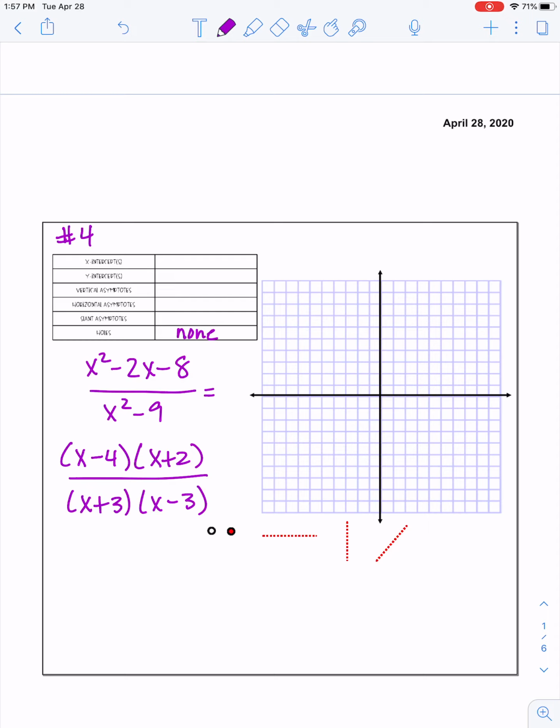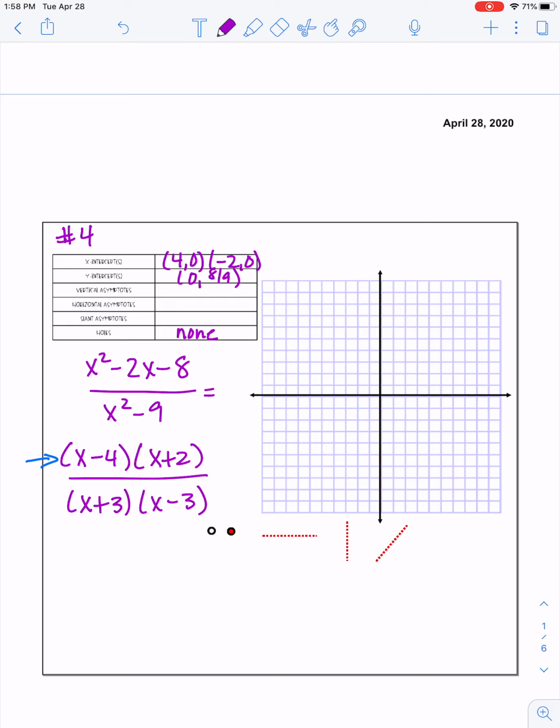Okay, my x-intercept, I want to set my function equal to 0, which means I'm basically setting my numerator equal to 0, right? So I'm going to have x-intercepts at positive 4 and negative 2. My y-intercept, I'm substituting in 0 for x into my function. I end up getting 0 and 8 over 9.